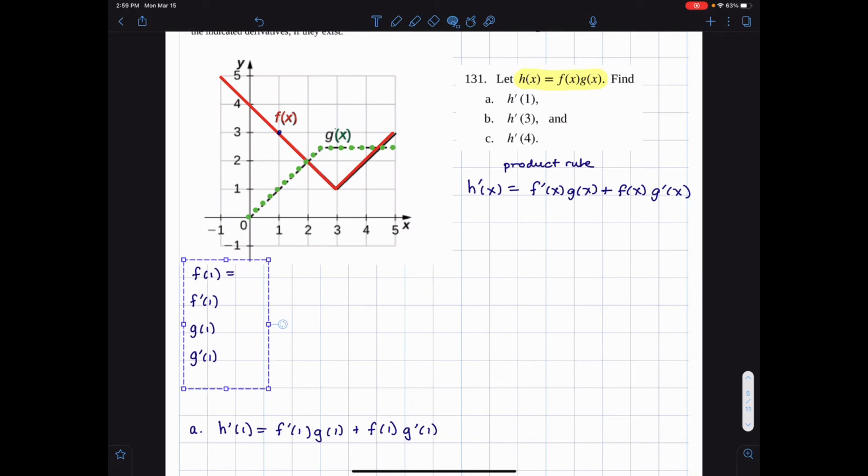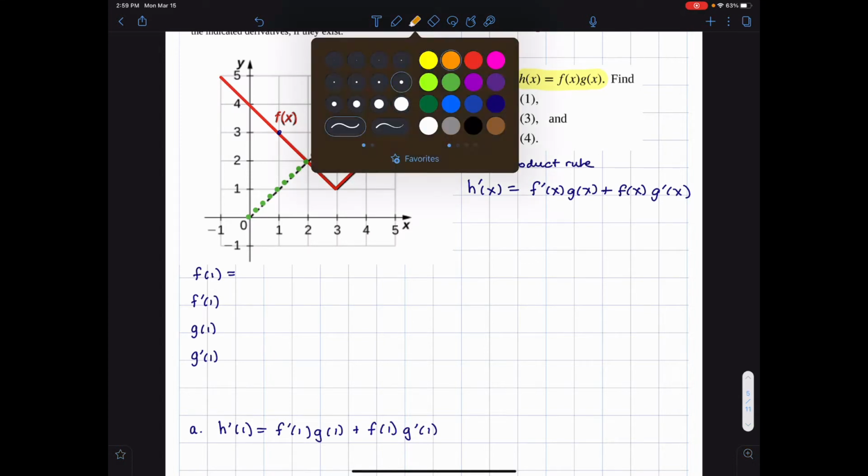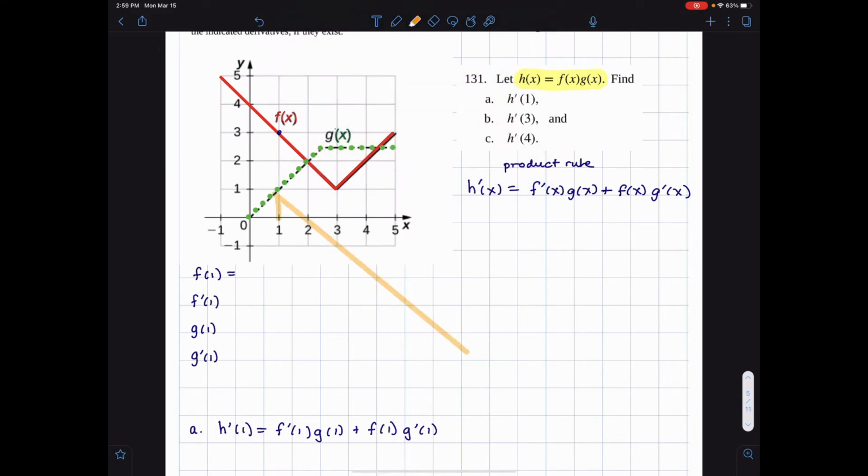I'm trying to see how I'm going to fit everything in here. All right, now, what's f of 1? Well, I'm going to start at x is 1 and just go up to f. Then I go up, x is 1, and I go up and find f, and so that apparently is equal to 3.